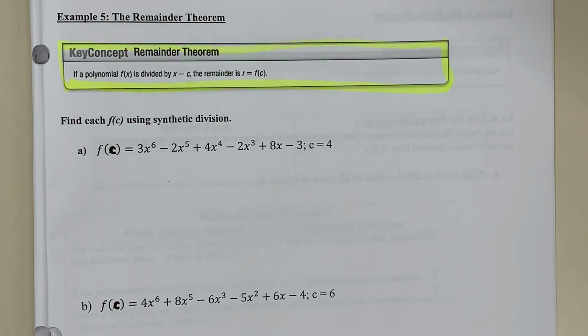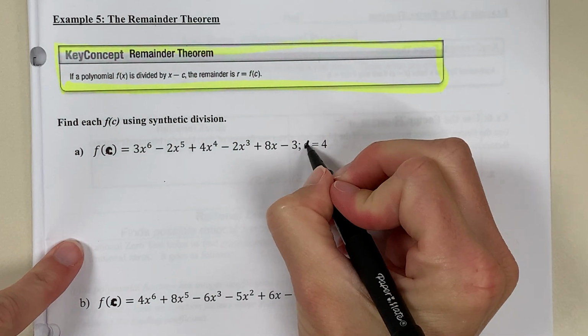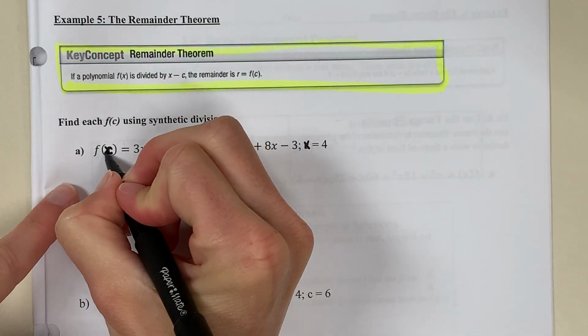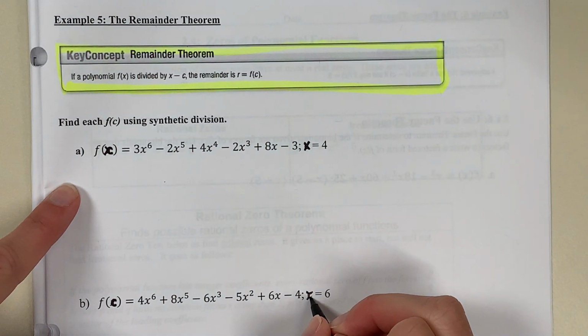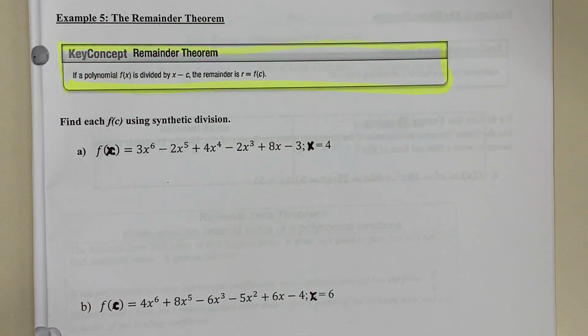If we look at letter A, we have the polynomial function f of c equals 3x squared minus 2x to the fifth plus 4x to the fourth minus 2x cubed plus 8x minus 3. And we are asked to evaluate the function. I'm going to change this c to an x. There's a typo. When x is equal to 4.